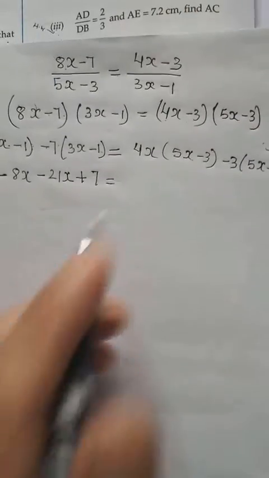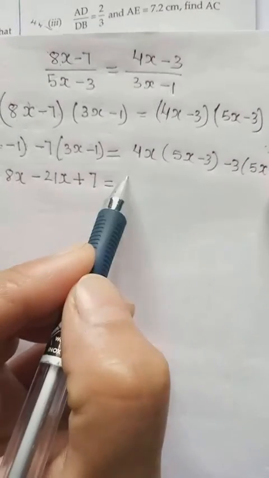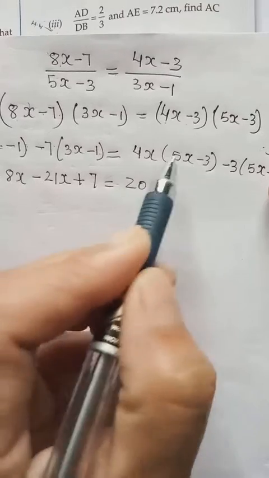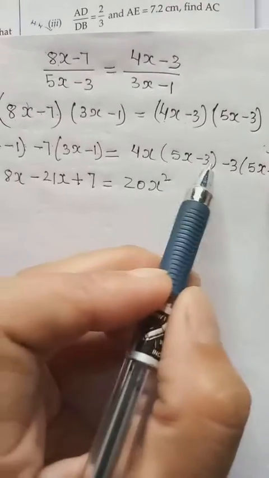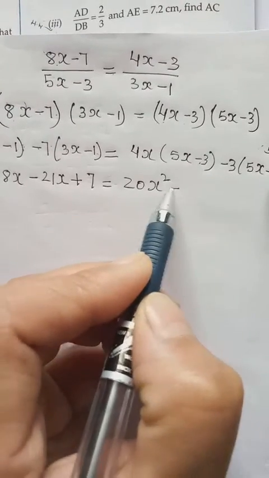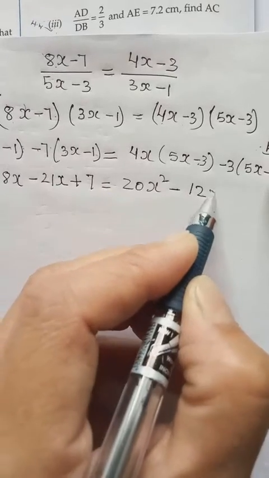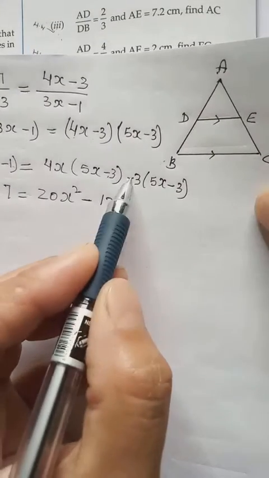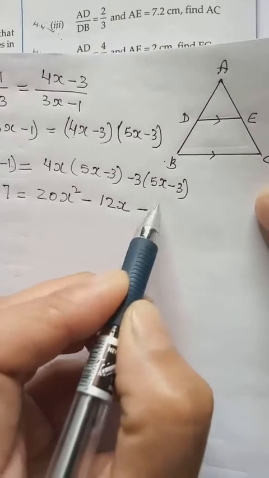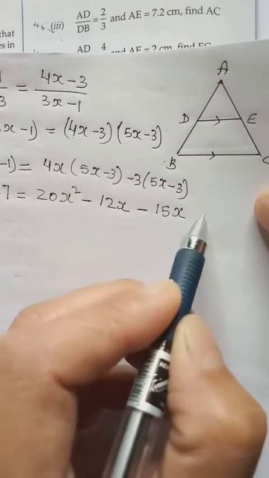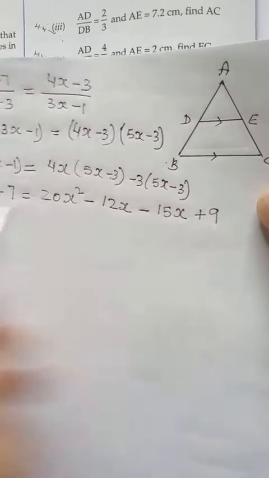Then this side also the same: 4 into 5, 20, x into x, x square. When there are two terms, we have to multiply to both. Here we have a minus sign: 4 into 3, 12, along with x. Then minus into plus, minus, 3 into 5, 15, x remains there. Minus into minus, plus, 3 into 3, 9. Remember, we have to find x.